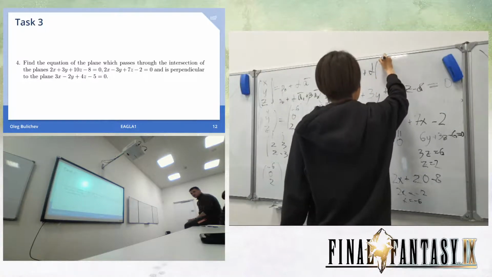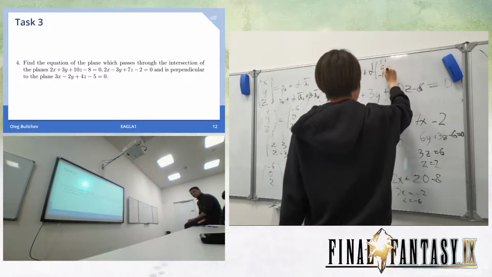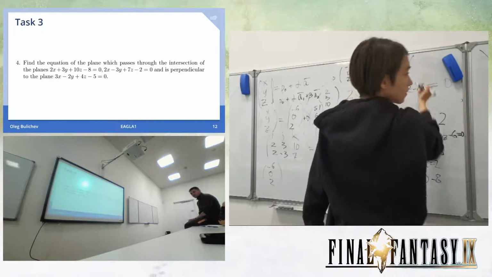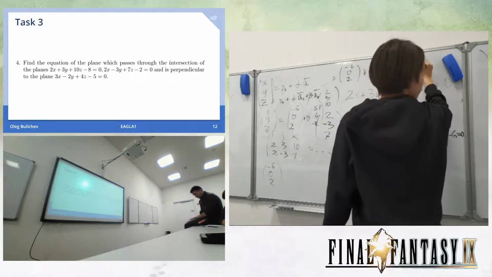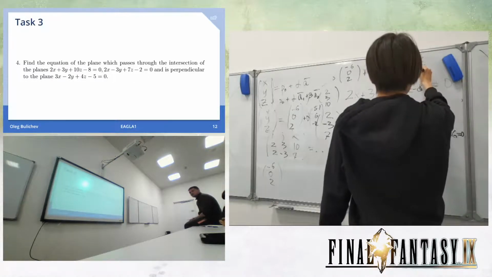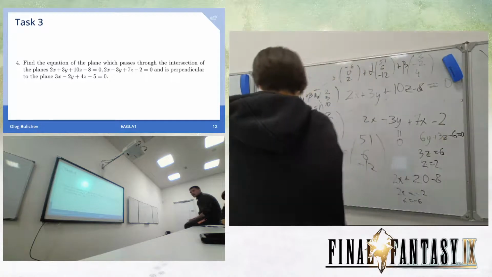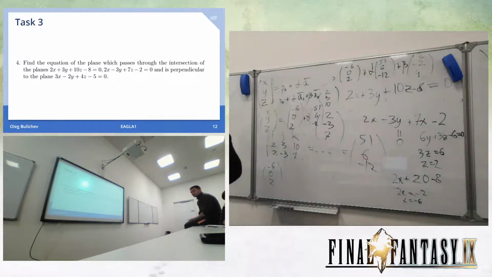Negative 2 plus beta, 3 minus 2, 4, 4. Yes, congratulations. How do you find 3 minus 2, 4? I just took the normal vector of the other plane.